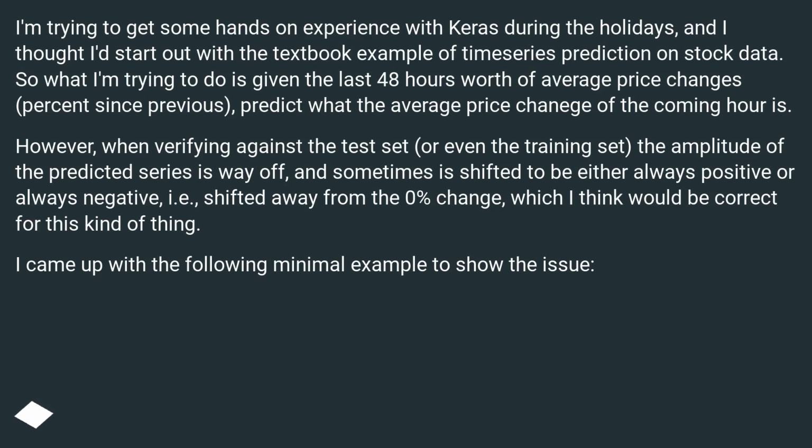However, when verifying against the test set, or even the training set, the amplitude of the predicted series is way off, and sometimes is shifted to be either always positive or always negative, i.e., shifted away from the 0% change, which I think would be correct for this kind of thing. I came up with the following minimal example to show the issue.